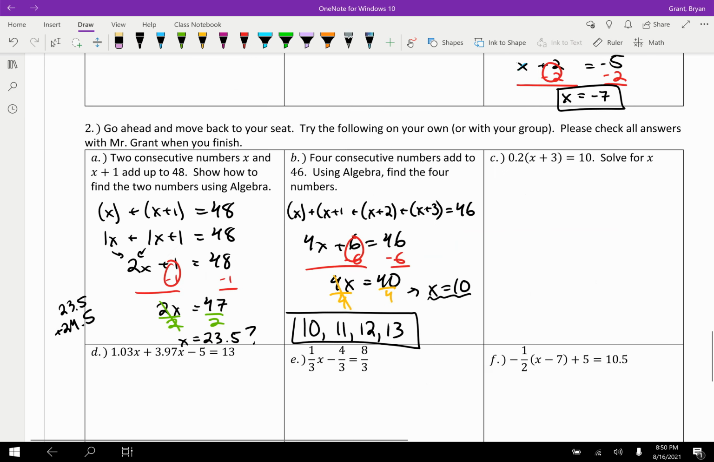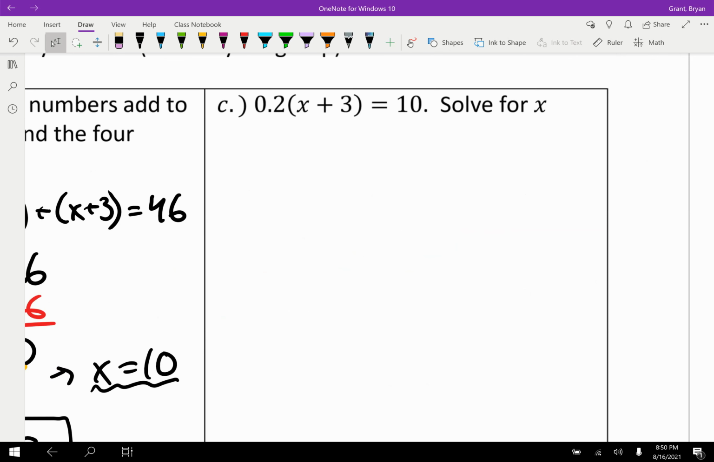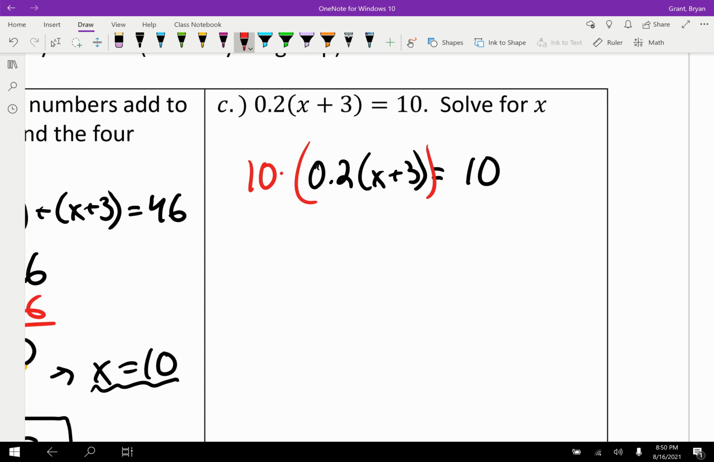Okay, let's look at part C. Ooh, decimal. I don't like it. So I see part C over here has a decimal. We have 0.2 times x plus 3 equals 10. Let's use our newfound knowledge to make the decimal go away. I'm going to multiply this entire side by 10, and I'll do the same on the other side. This is all one term.